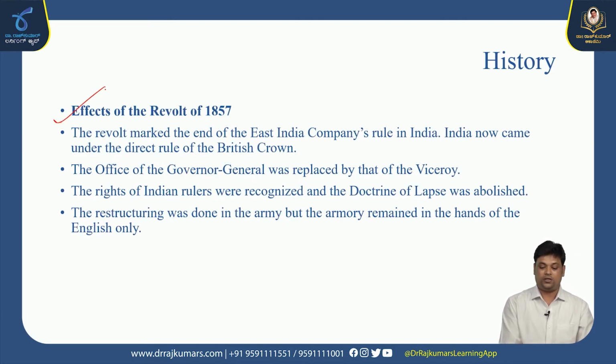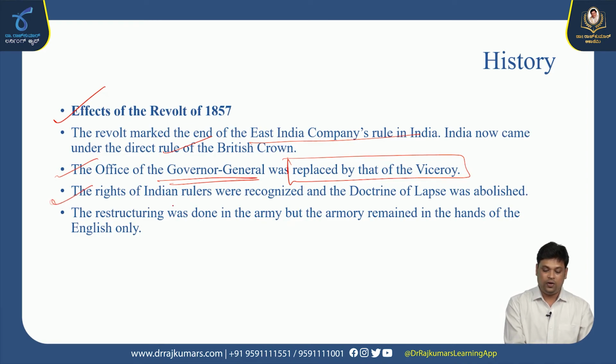What are the effects? The East India Company's rule in India came to an end. Now India comes under the control of the Crown, directly ruled by the Crown. That is the first important effect. The office of Governor General was replaced by that of the Viceroy. The Viceroy was directly nominated by the Crown.